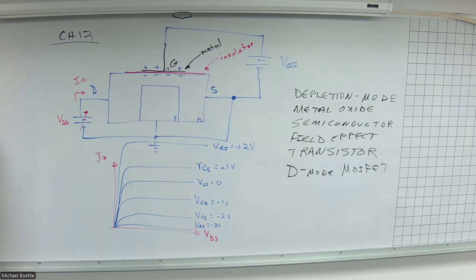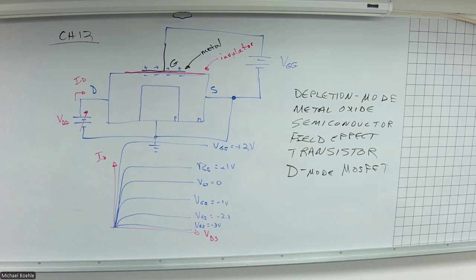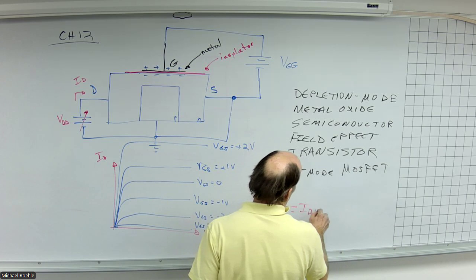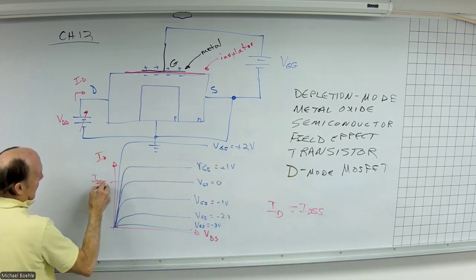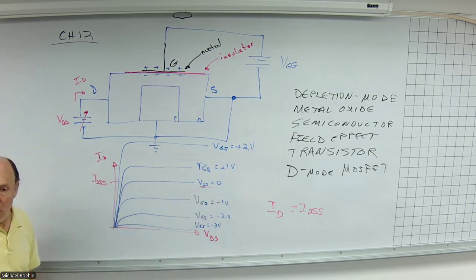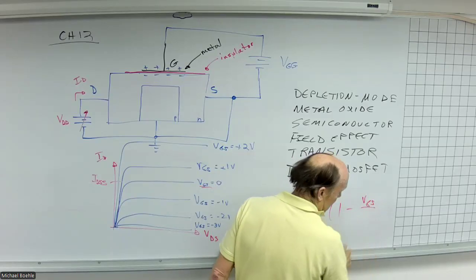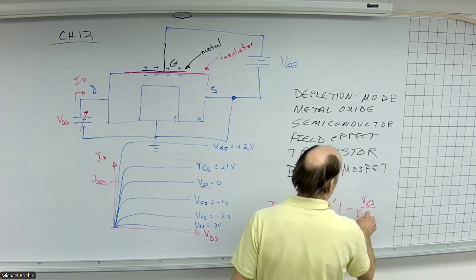Well, this is going to operate very similar to my JFET. We have a formula for that, where your drain current is your IDSS, right? So our IDSS still exists here, when the gate source voltage is 0. But this formula still applies.